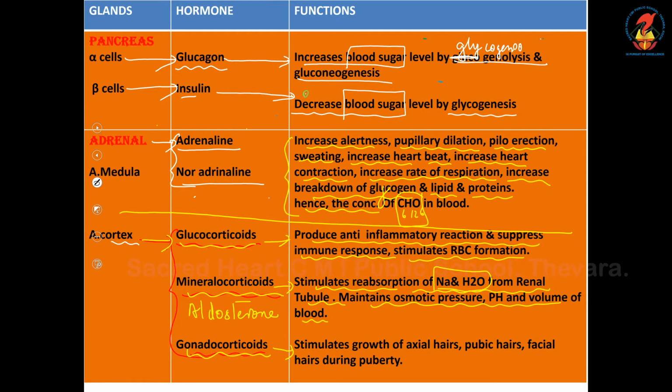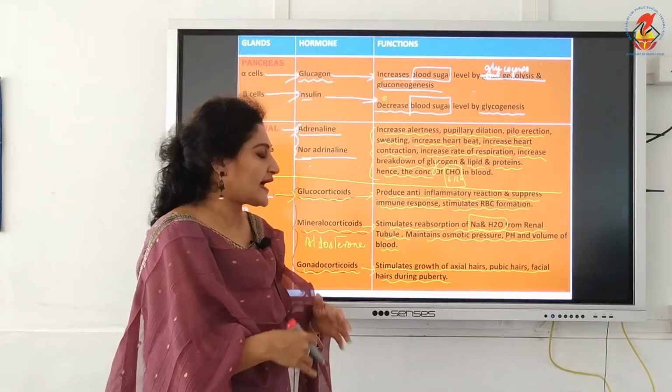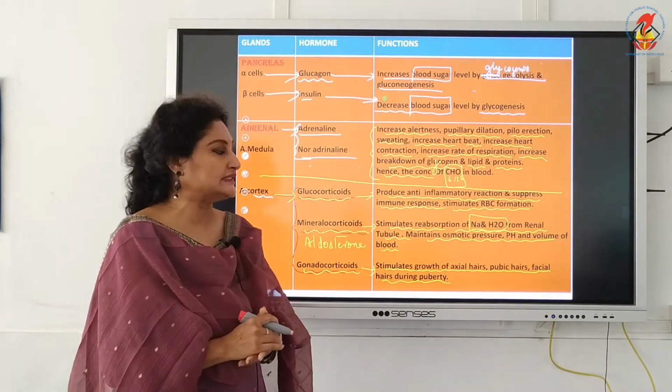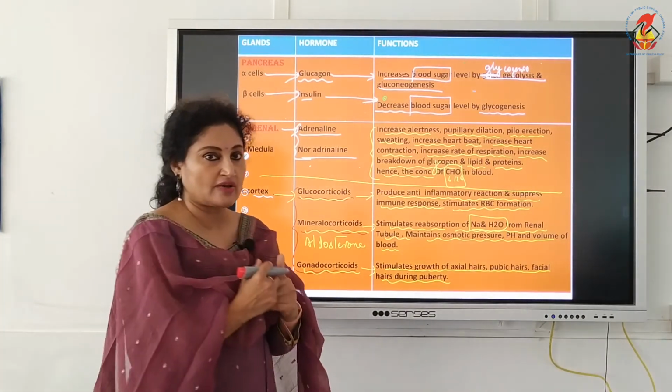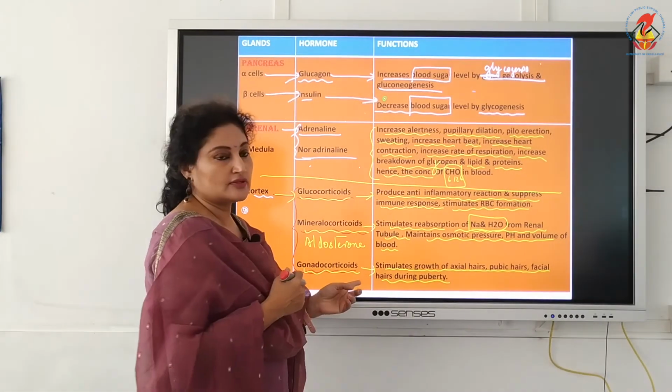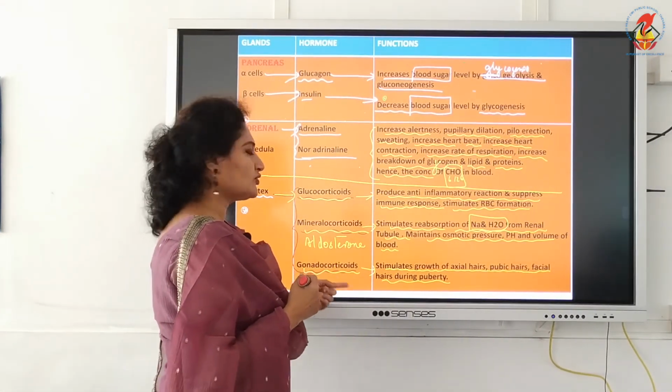Then gonadocorticoids. From the name itself you understand it is influencing our gonads. It stimulates the growth of axillary hairs, pubic hairs, and facial hairs during puberty. At the time of puberty, there is a lot of hair formation, axillary hairs in the armpit, hairs in the pubic region, and facial hairs on the face in boys. So this is the influence of the gonadocorticoids.